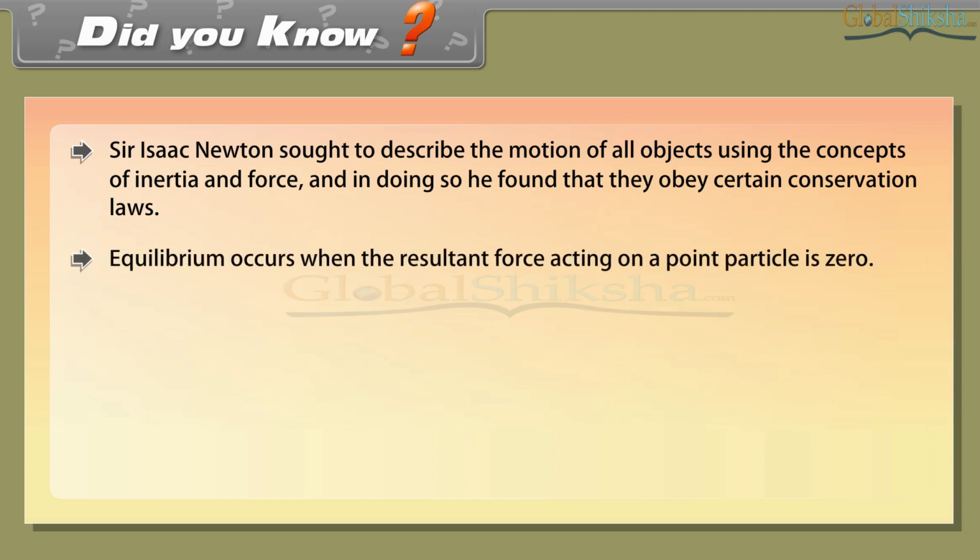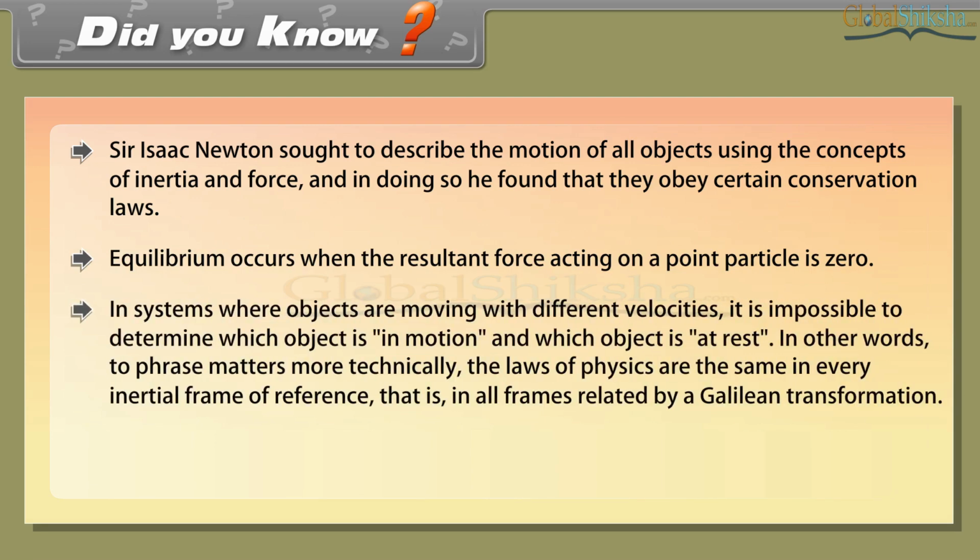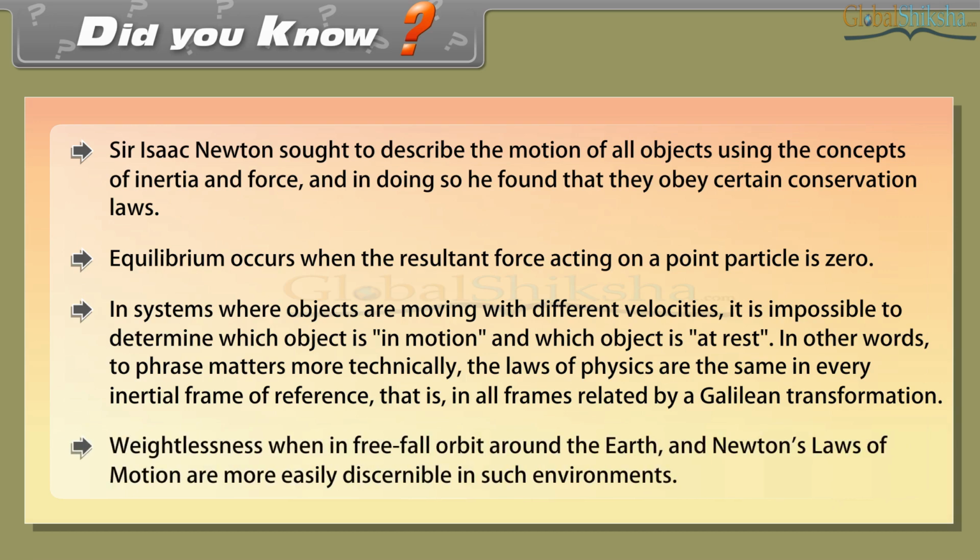Equilibrium occurs when the resultant force acting on a point particle is zero. In systems where objects are moving with different velocities, it is impossible to determine which object is in motion and which object is at rest. In other words, to phrase matters more technically, the laws of physics are the same in every inertial frame of reference, that is, in all frames related by a Galilean transformation. Weightlessness occurs in free fall and in orbit around the Earth, and Newton's laws of motion are more easily discernible in such environments.